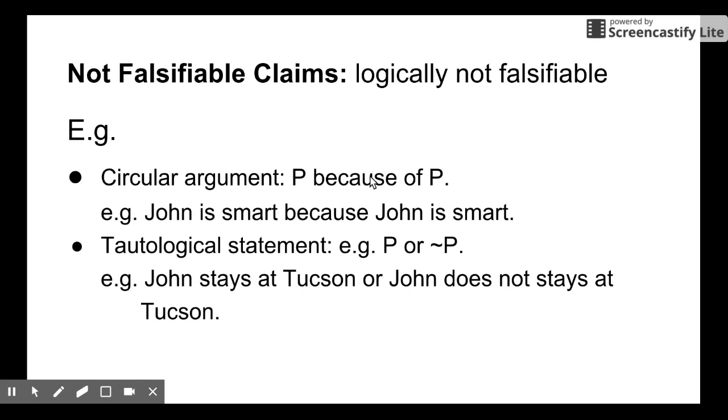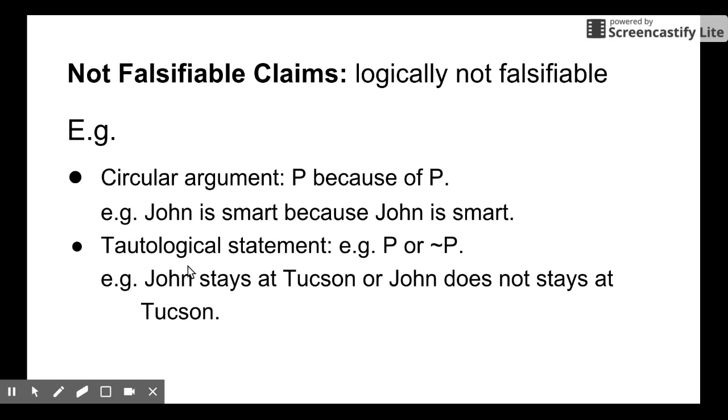Another type of not falsifiable claim is logically not falsifiable. It's easier to understand and is not that relevant to our course. I have two examples here. Circular argument: P because of P. For example, John is smart because John is smart. This is not a falsifiable claim.